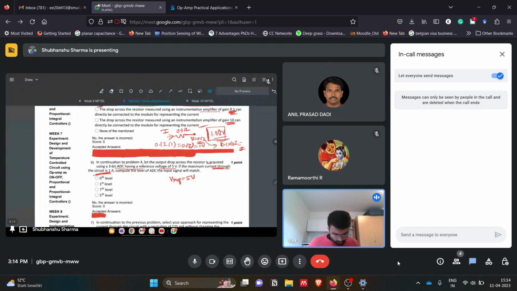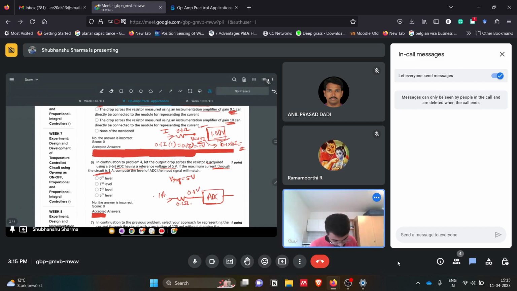If the maximum current is 1 ampere, compute the level of ADC the input signal will match. So this is 5 volts. The resistor is required using a 3-bit ADC having a reference voltage. We are basically attaching our ADC here, then we are measuring this. Now we have 1 ampere maximum current going through 0.1 ohm, so we'll get 0.1 volt here.